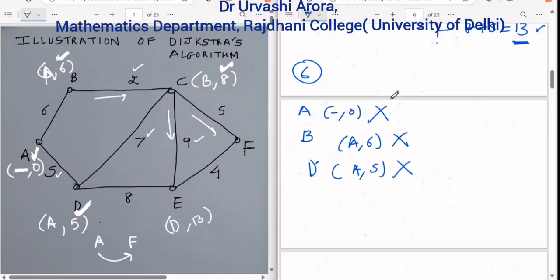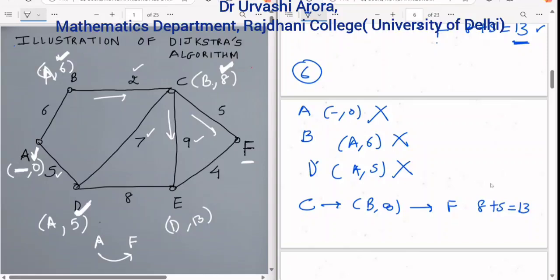Then coming to C, C has got label B8, and we look at the neighbors of C which have not received a label. C has got many neighbors. C has got neighbor B, but it has a label. C has got neighbor D, but it has a label. C has got neighbor E, but it has a label. C has got neighbor F, and F has not received any label. So if you travel from C to F, then the distance traveled till F will be the distance traveled so far, which is 8 plus 5, which is 13.